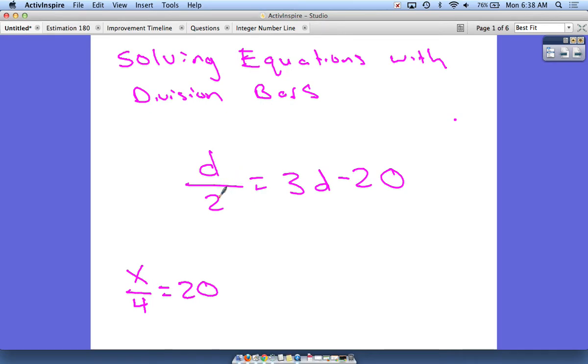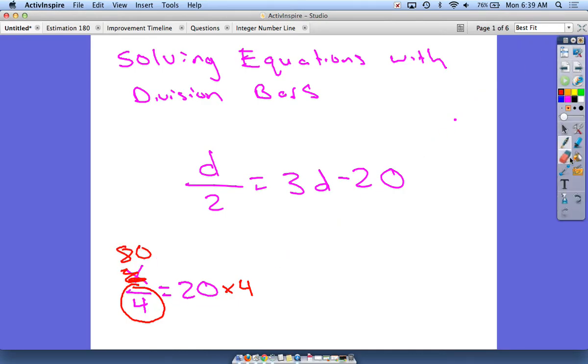We've done simpler problems like this, like for instance this problem right here, where we talked about doing the opposite. Since it's dividing by 4, we can just multiply by 4 on this side and our answer would be 80, because 80 divided by 4 is 20. We're going to get a little bit more complicated than that in these problems that we'll do today. First one we'll look at is d over 2 equals 3d minus 20.